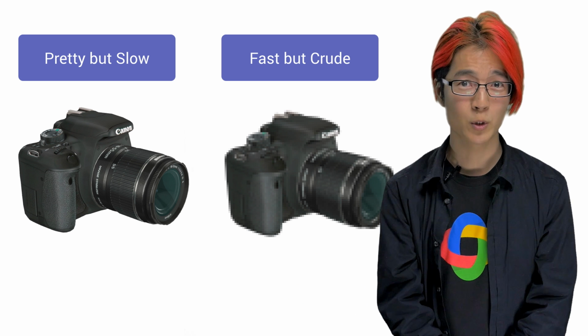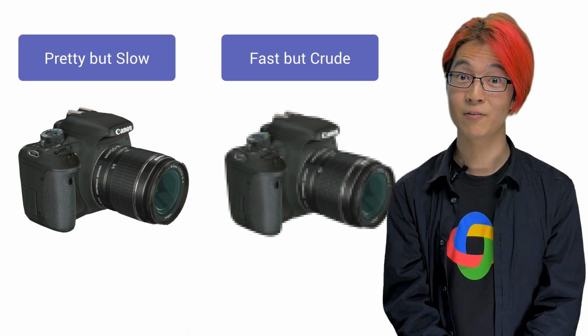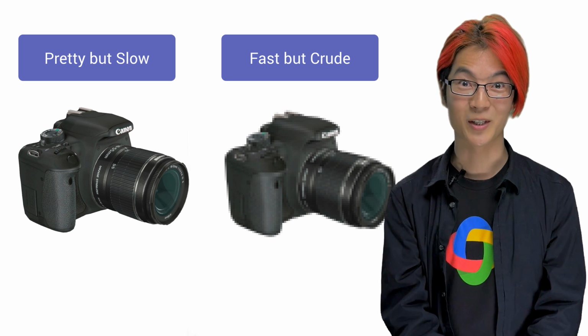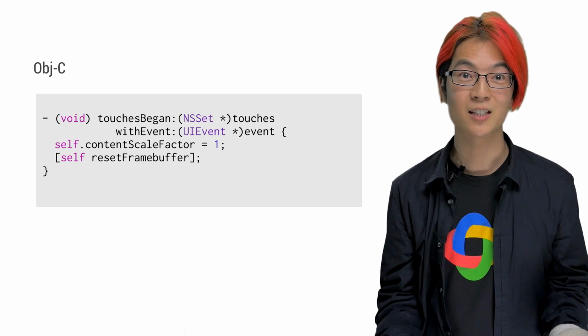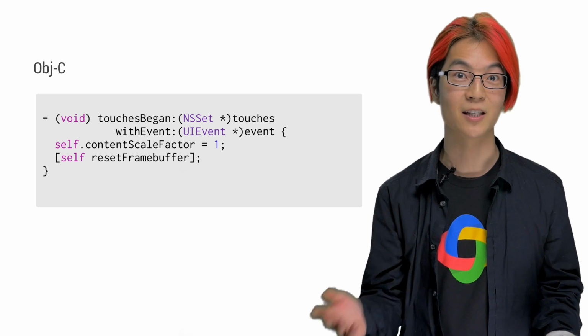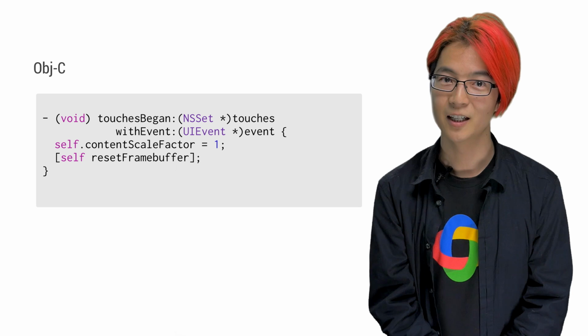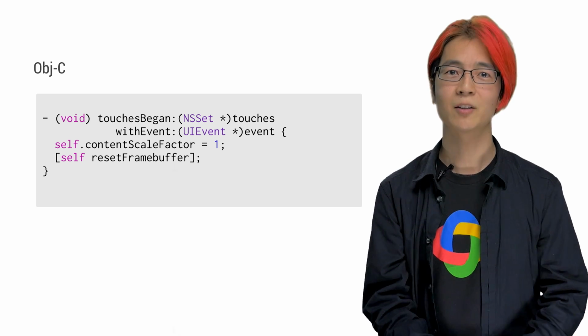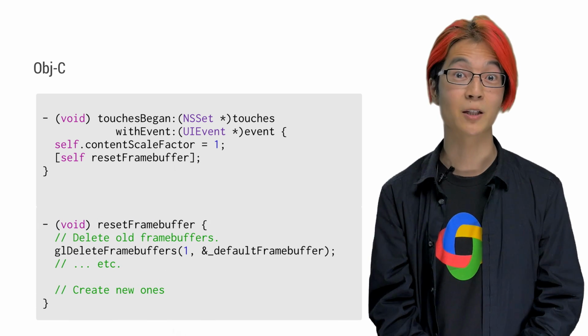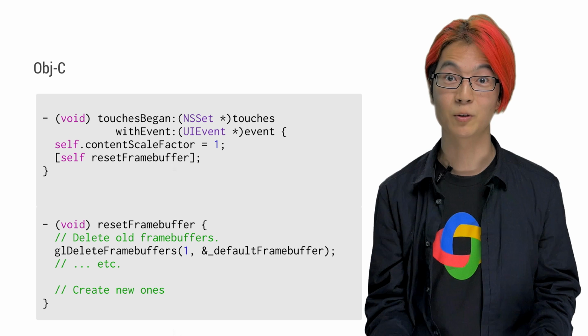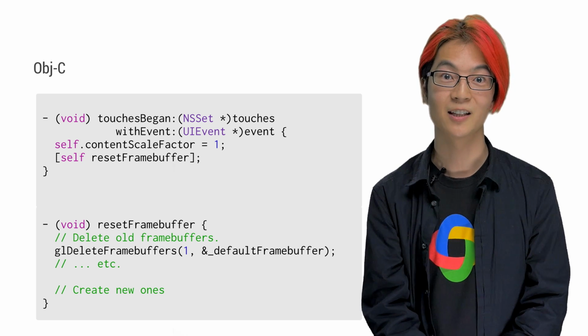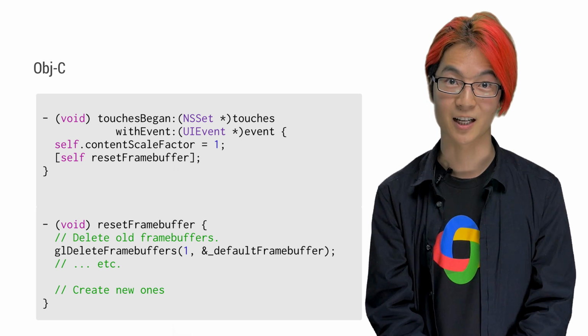Is it possible to switch back and forth between different contentScaleFactor values? It turns out that you can. What I like to do is change the value of contentScaleFactor when the user begins interacting with the object, say in a callback like touchesBegan. Now keep in mind you'll need to reset the frame buffer and update your view when you do this. Fortunately, creating a frame buffer is very fast, and you can still use the original GL context.